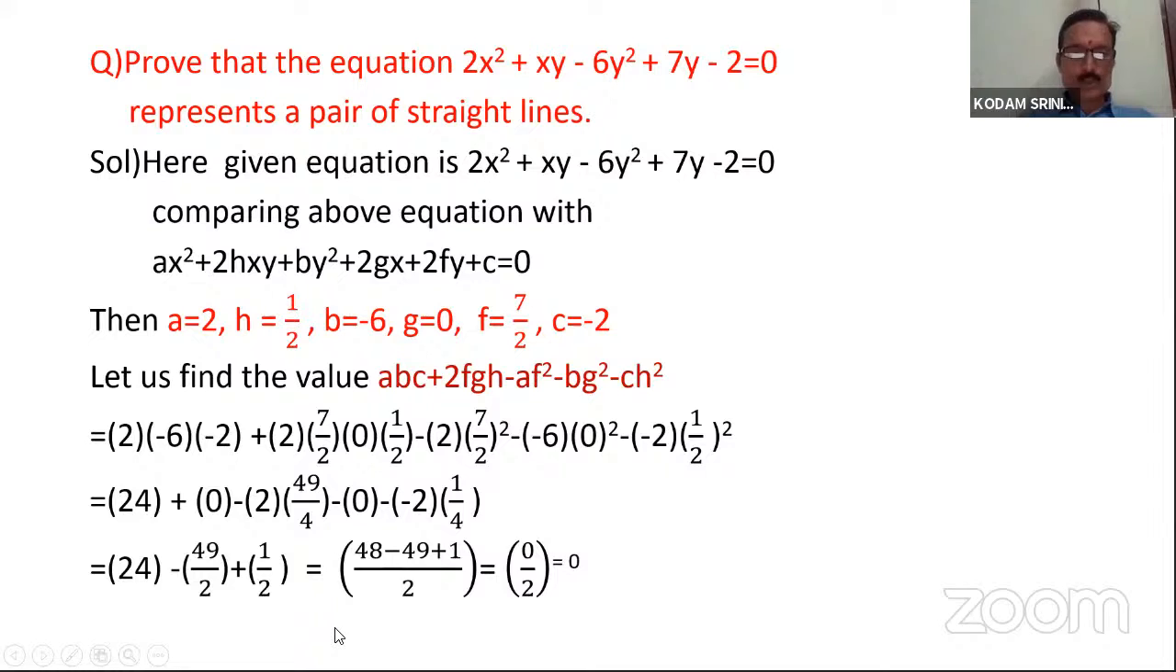So here, by taking 2 as LCM, we will have 2 into 24 is 48, that is minus 49 plus 1. That is 48 plus 1, that is 49, and 49 minus 49, the numerator will be 0. 0 by 2 is nothing but also 0. So we got ABC plus 2AGX minus A square minus BG square minus A square all equal to 0. Similarly, let us check for another condition.